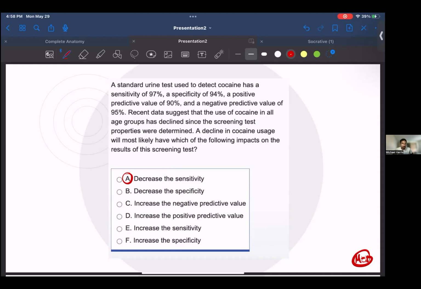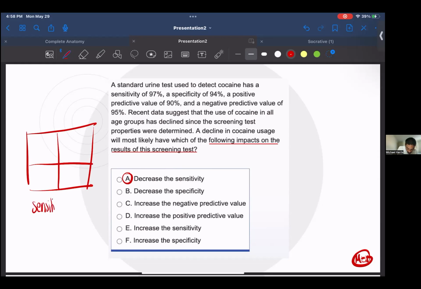Okay, so let's talk this through. What's going on here is they want you to determine the impact on the result of the screening test. Whenever you think of screening tests, you have different parameters, right? You have sensitivity, you have specificity. Now, you also have positive predictive value and negative predictive value.